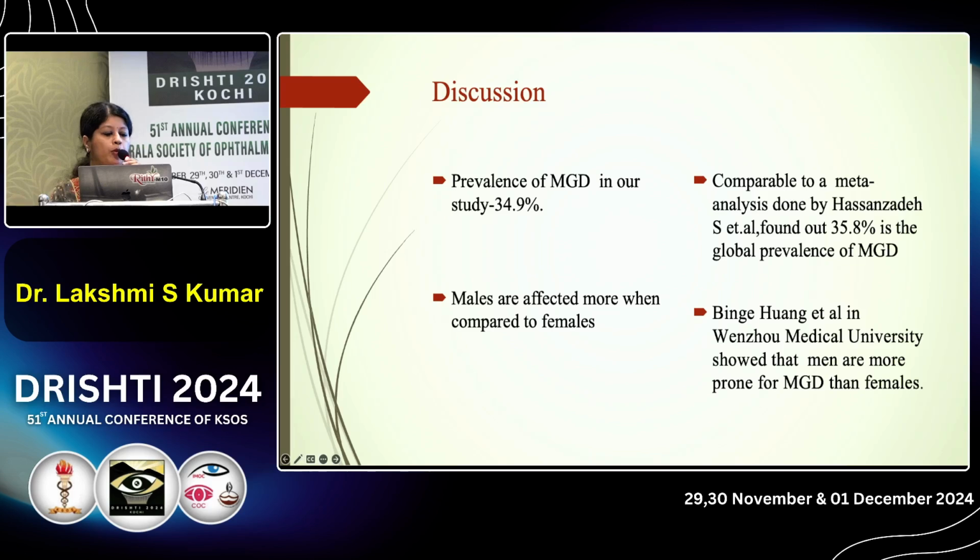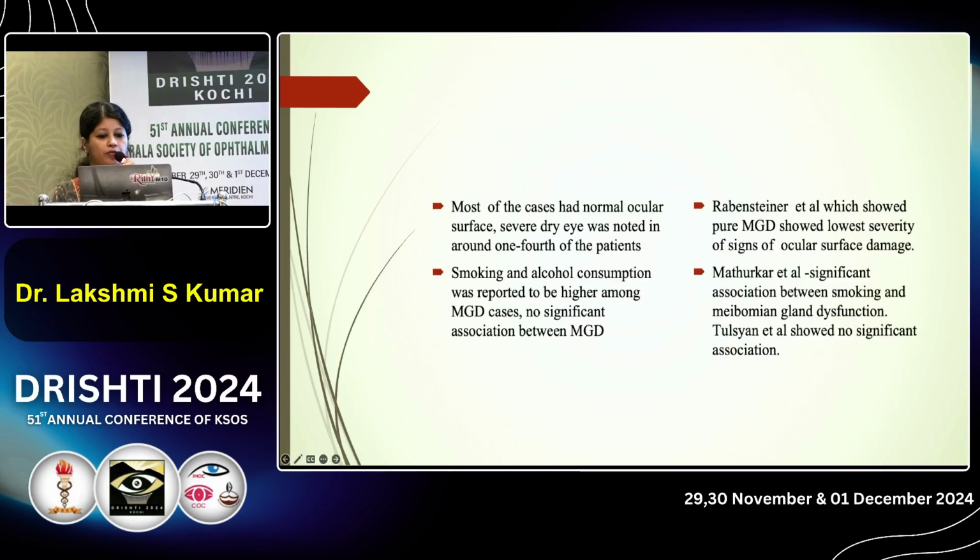Discussion, prevalence of meibomian gland dysfunction in my study was 34.9%, which is comparable to a meta-analysis done by Hassanzadeh et al. 35.8% was the global prevalence of meibomian gland dysfunction. Males are affected more when compared to females in my study. This is similar to the Binch-Hung et al. study. Most of the cases had normal ocular surface and severe dry eye was noted only in 1/4 of the patients.